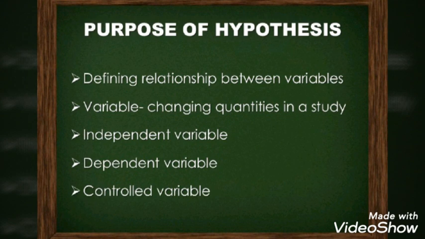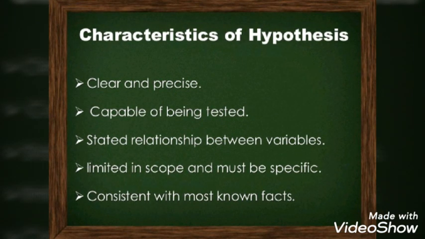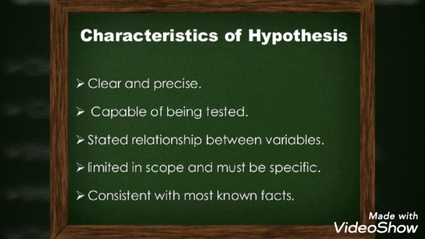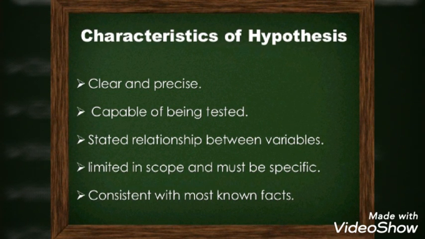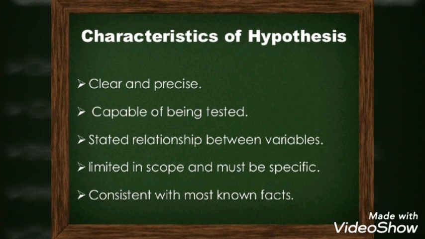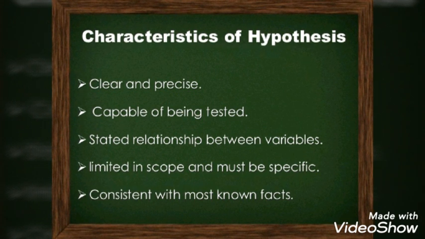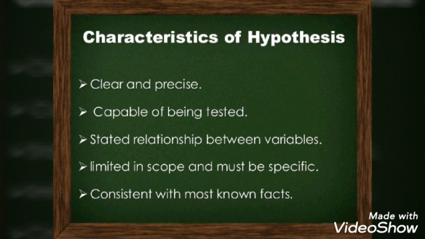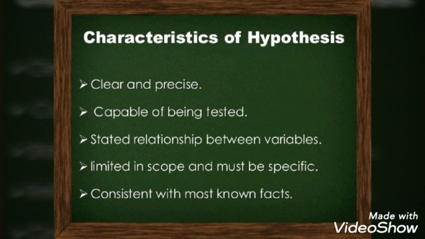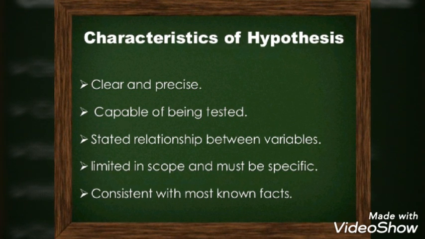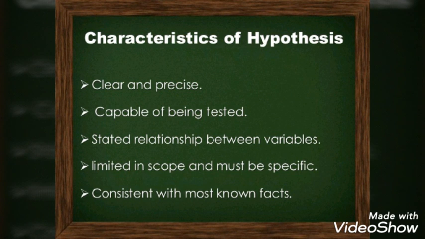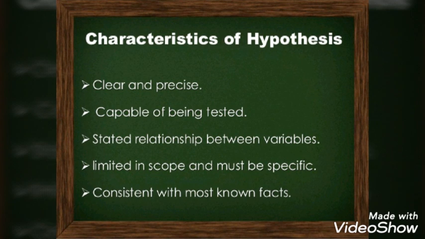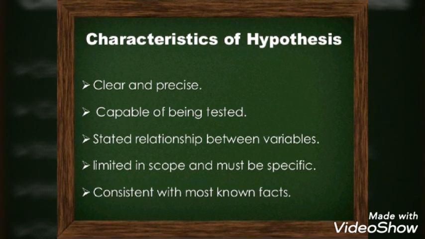Then we see the characteristics. Clear and precise. It should be in simple words. Capable of being tested. So you should formulate such a hypothesis that you can test. Stated relationship between variables. Then limited in scope and must be specific. It should be specific. That is, it should be at one point. You should not create a story there. It should be maximum 2 to 3 lines. Consistent with most known facts. So you are using the known facts around your samples.